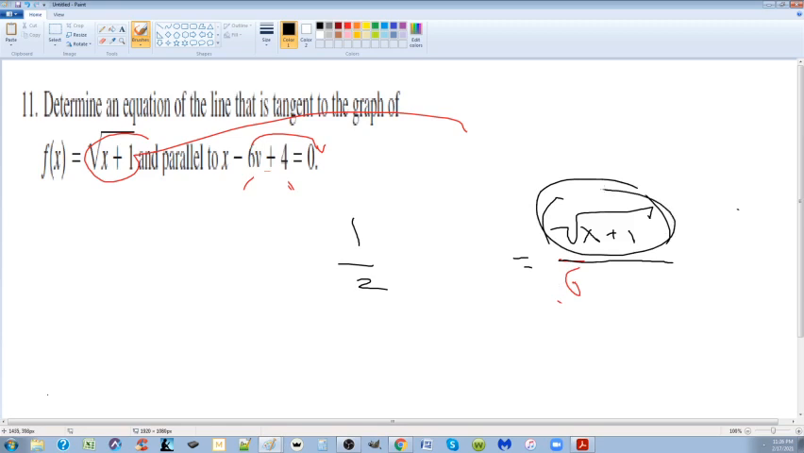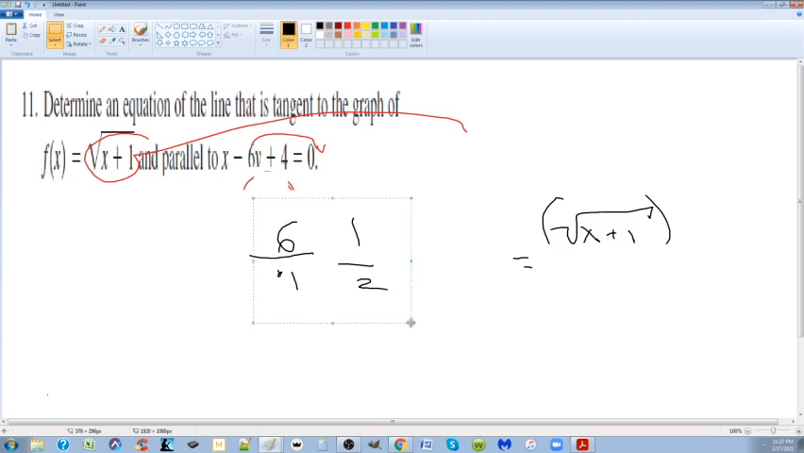Now, how do I get rid of this being divided by 6? Same rule. I'm going to multiply it by the reciprocal on both sides. These are going to cancel out. That's why we did it. And you can see that 6 divided by 2 here becomes 3. So now we know that the square root of x plus 1 is going to be equal to 3.